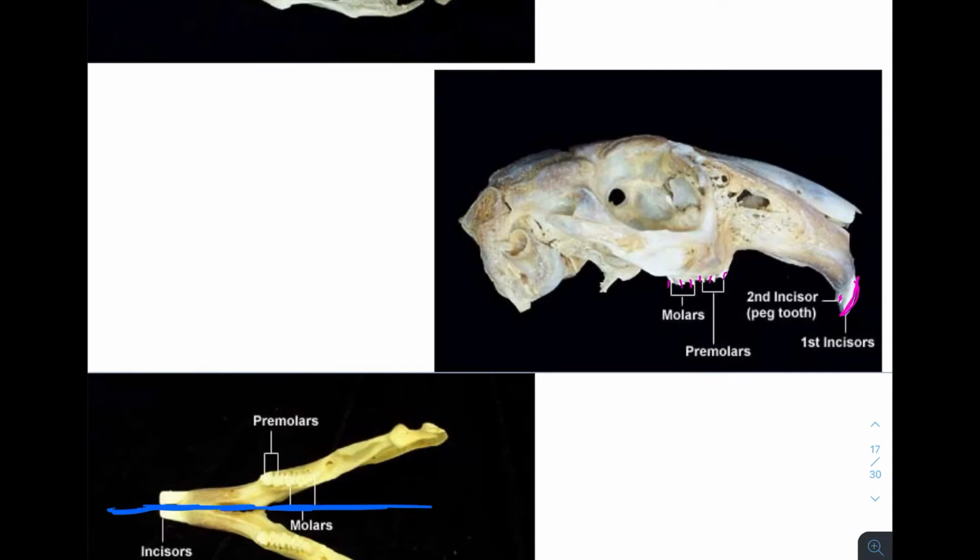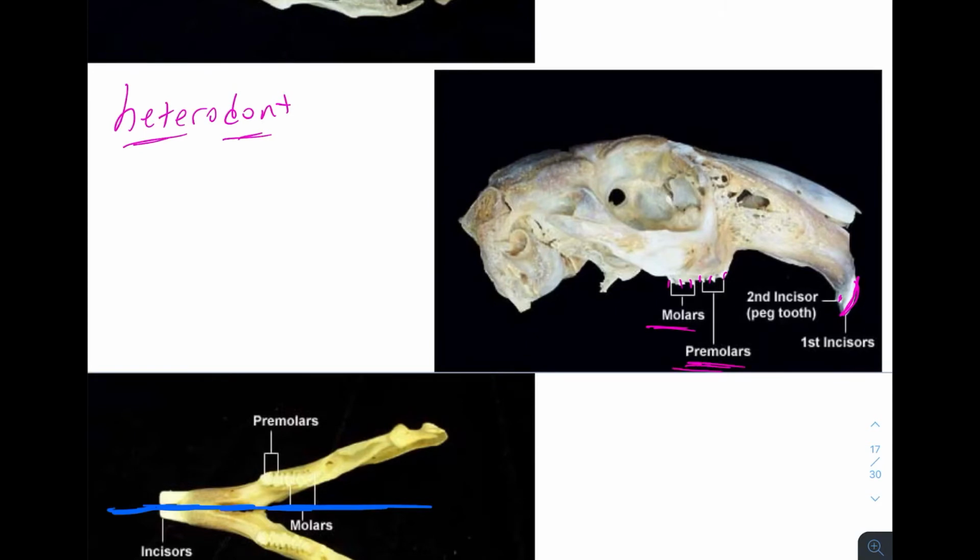When we think about the difference of mammalian dentition compared to reptiles or fish, what we notice is that these teeth look different from each other. And we call this characteristic heterodont, meaning different teeth. In other words, the incisors look different than the canines, look different than the premolars and molars. But the premolars and the molars do look rather similar to each other.